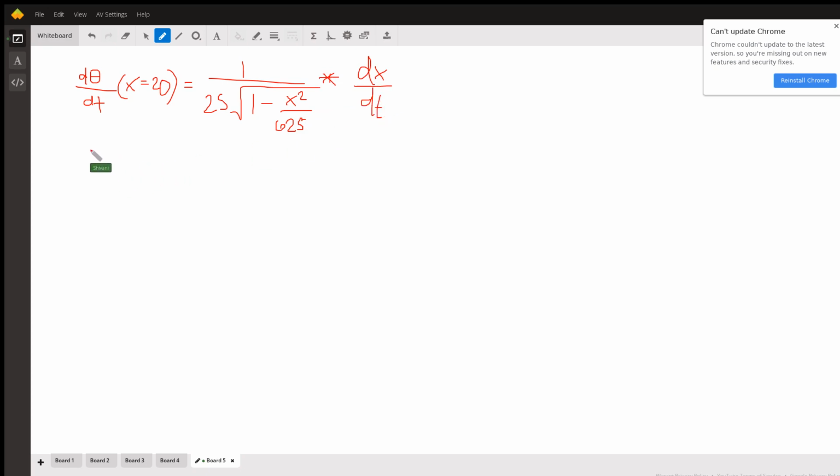So now we can substitute 20 for x and then 2 for dx over dt, since x, the horizontal side, is increasing at a rate of 2 feet per second.